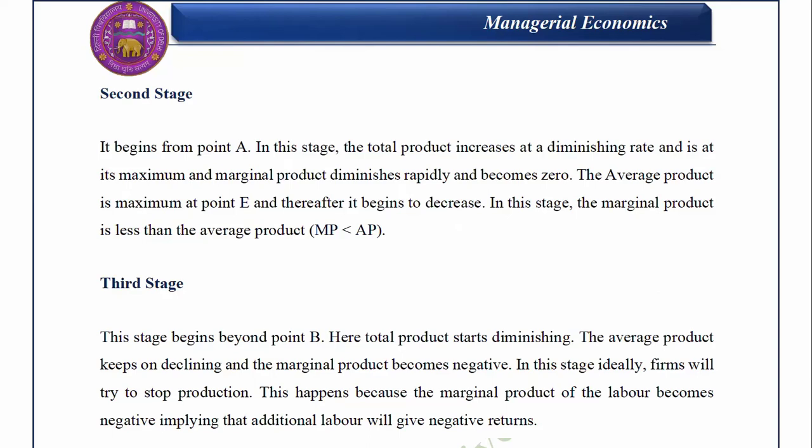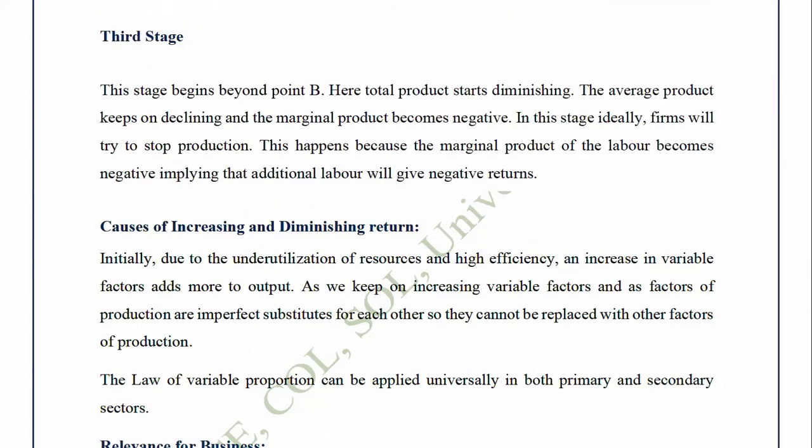Third stage. This stage begins beyond point B. Here total product starts diminishing. The average product keeps on declining and the marginal product becomes negative. In this stage, ideally, firms will try to stop production. This happens because the marginal product of labor becomes negative, implying that additional labor will give negative returns.